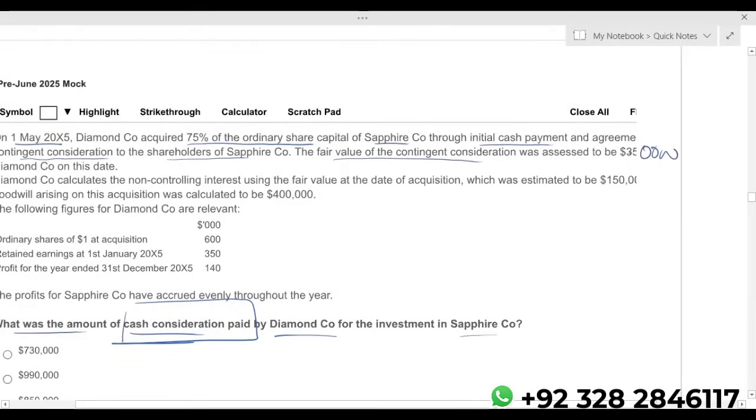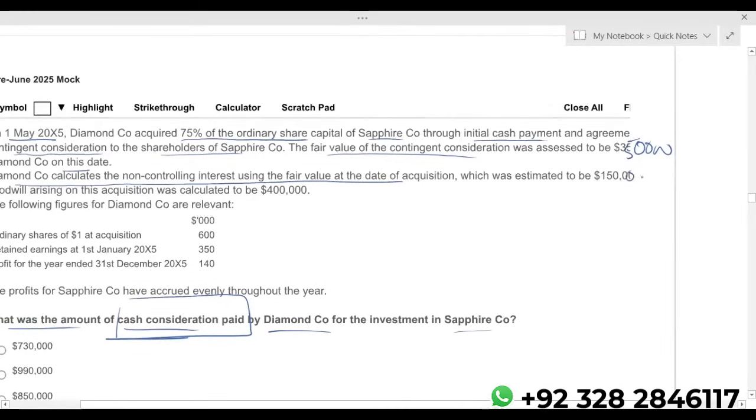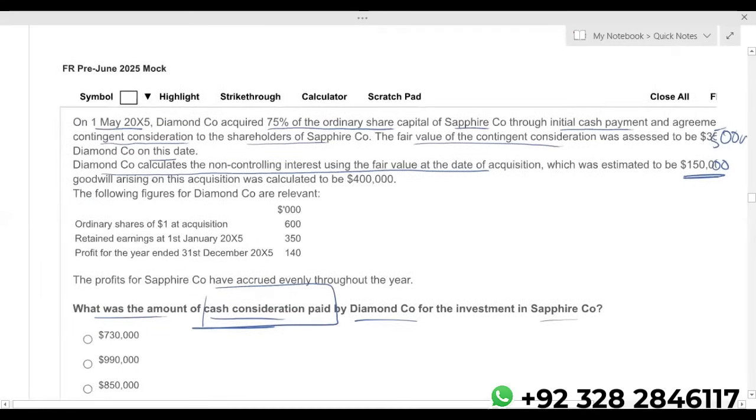Contingent consideration is actually 350. Diamond Company on this date calculate non-controlling interest using fair value at acquisition date 1,50,000. Fair value NCI they have given us 150. Fine. Goodwill arising on the acquisition, great. Goodwill also examiner has given us. So still here examiner is looking very nice. The following figure for Diamond Company are relevant. Ordinary share capital is 6 lakh.